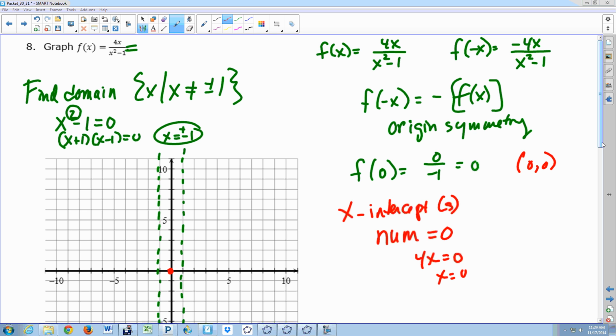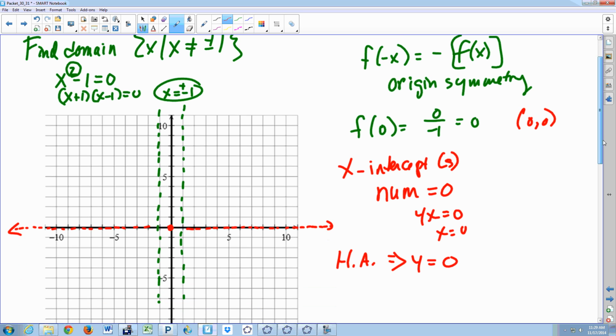Now we have our horizontal asymptote, which is y equals 0 in this case, because the denominator is growing faster than my numerator. So my x-axis is now acting as my horizontal asymptote. So as the value of x gets close to positive infinity or negative infinity, my function is going to be approaching my x-axis. So where do I go from here?